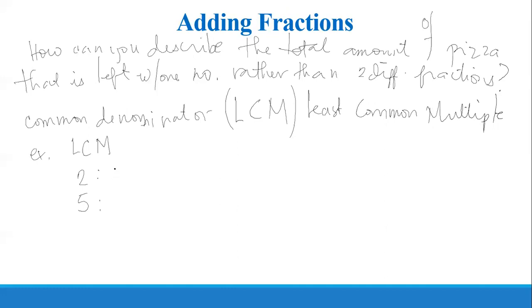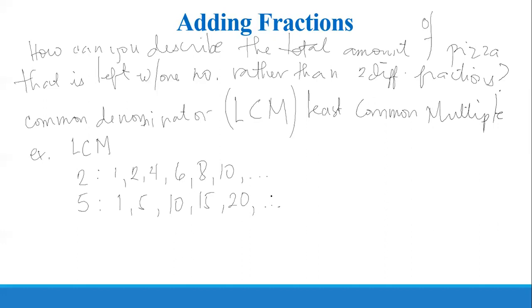Okay, so 1, 2, ano pa? 4, 6, 8, 10, and so on. Okay? And si 5 naman, we have 1, 5, 10, 15, 20, and so on. So in here, the smallest multiple they have in common will be the common denominator.